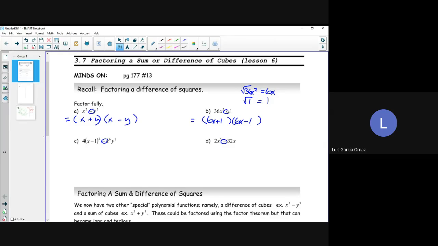The next one is going to be a bit more tricky because we have an expression. So we have 4 times x minus 1 squared minus x to the 6 times y squared. So we're going to look at both of these individually. So we're going to label 4 times x minus 1 squared as a and x to the 6 times y squared as b.